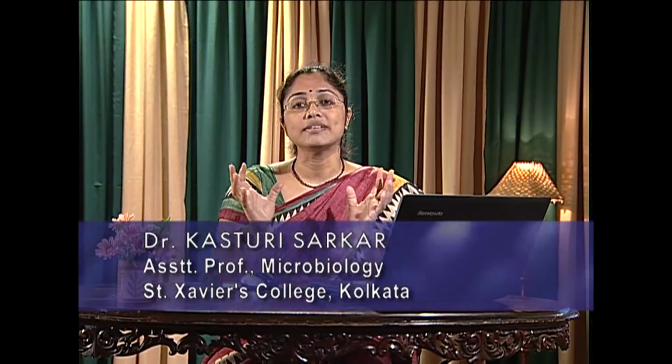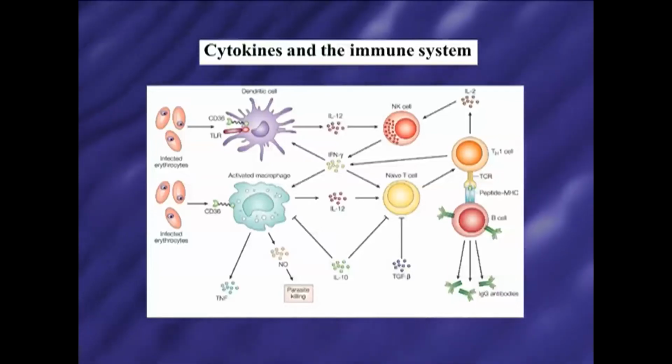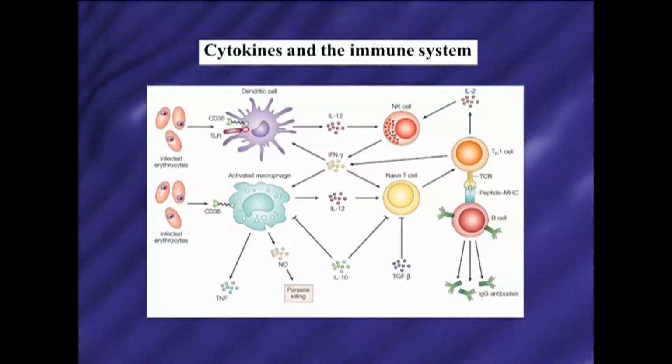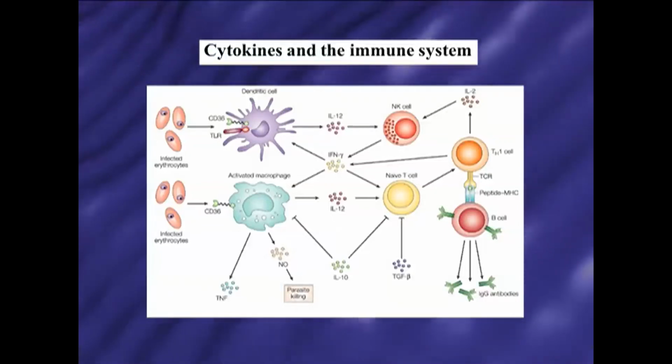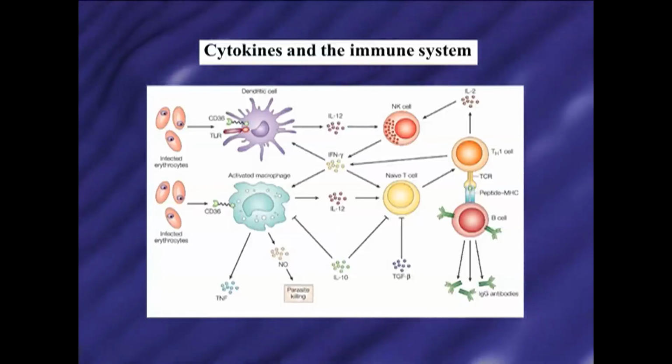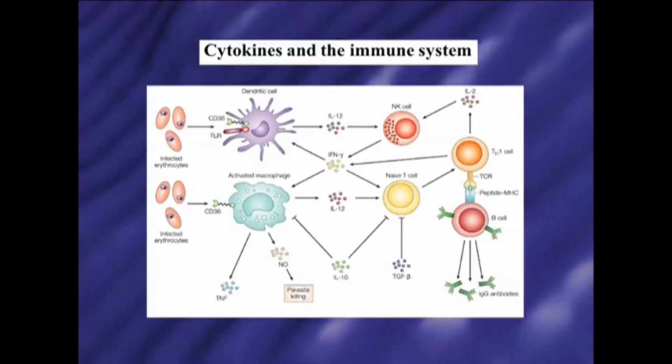Dear viewers, today I am going to discuss cytokines. Our immune system is composed of a large number of different cells, organs and soluble molecules. And the complex interaction among these cells and organs is mediated by a group of proteins called cytokines. Cytokines are low molecular weight proteins which are secreted from white blood cells and also from a variety of other immune cells. And these cytokine molecules help in cell-to-cell communication.